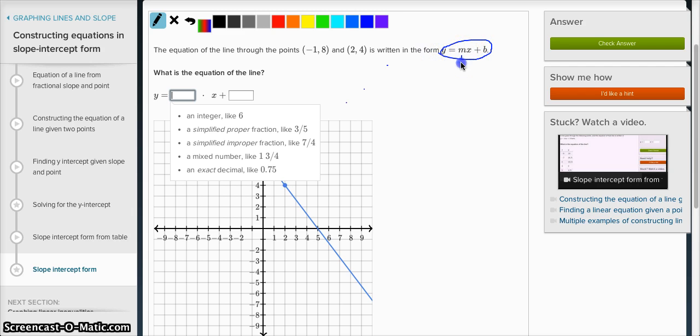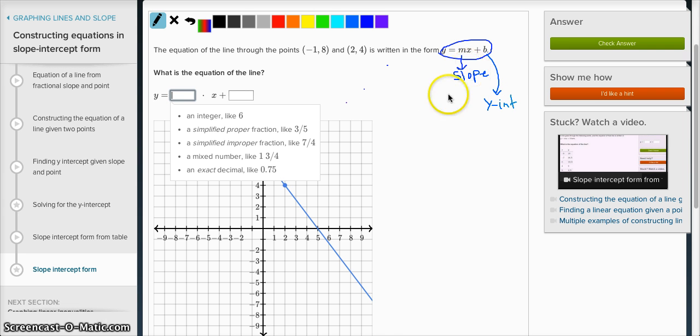So m represents the slope of the line, and b, well, let me write this out. Slope, okay. B is called the y-intercept. That's a really long word, and I'm using a mouse, so I'm just going to write y-int. Just remember that stands for intercept, not integer or intelligent or interactive.